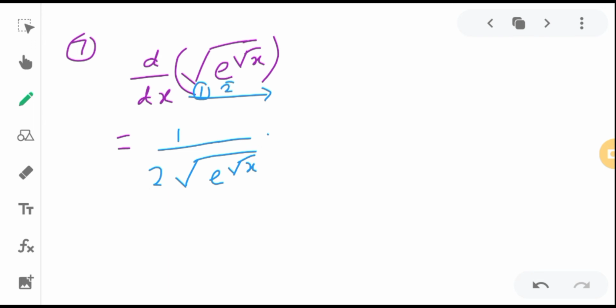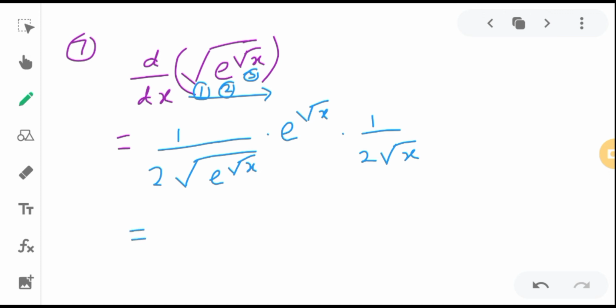The second function is e to the power. Again in the same way, e to the power something. You will treat this as x. Correct. So when you treat this as x, the derivative of e to the power x will be e to the power x. But in place of x it is root x, so you will write root x. And then again the derivative of root x. The third function is root x. Root x is also a function. The derivative of root x with respect to x is 1 upon 2 root x. Just now I told you this formula. So this is the full derivative.